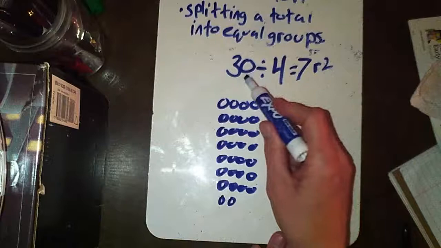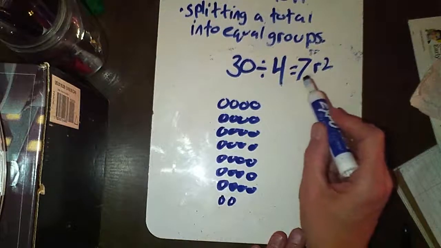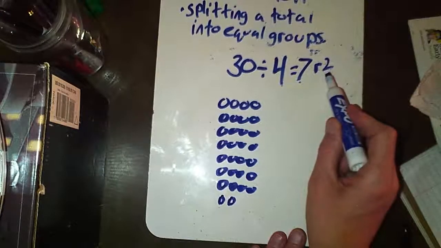So our dividend is 30. Our divisor is 4. Our quotient is 7. And our remainder is 2.